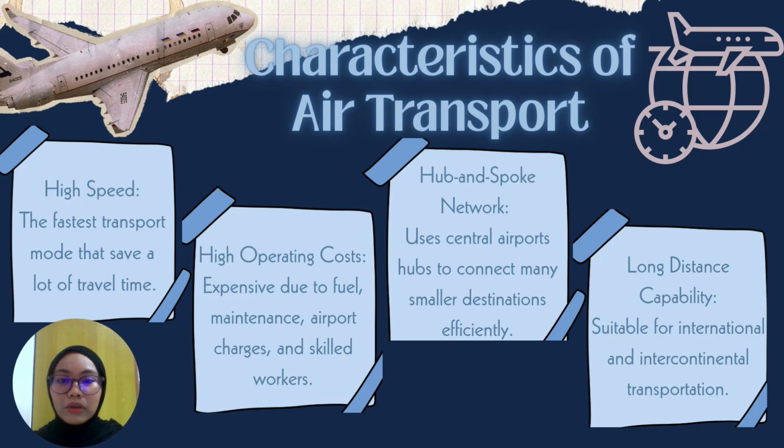Next slide is about characteristics of air transport. The first one is high speed, the fastest transport mode that saves a lot of travel time. Second is high operating cost, expensive due to fuel, maintenance, airport charges, and skilled workers. Third is hub and spoke network. Uses central airport hubs to connect many smaller destinations efficiently. And last is long distance capability, suitable for international and intercontinental transportation.